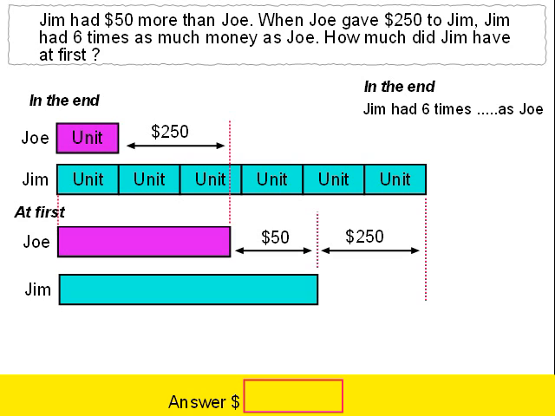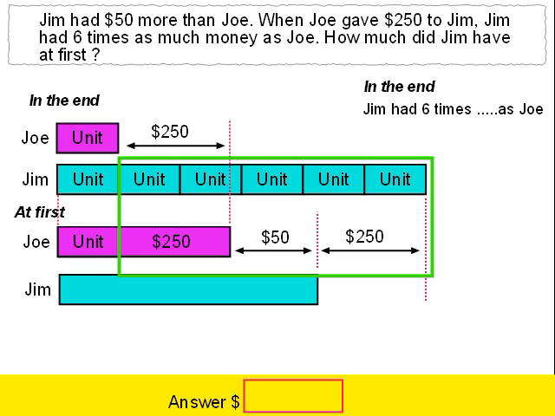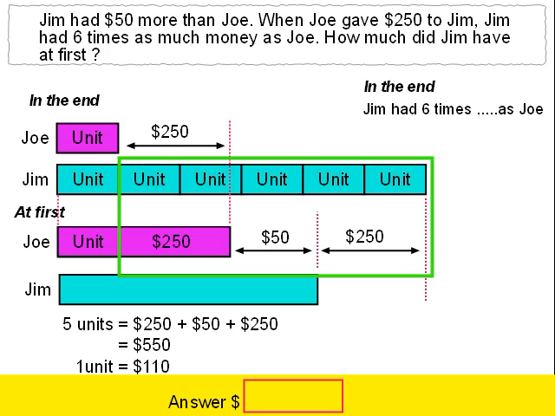Now, by looking at this part of the model, which I traced down so that it's easier for you to see, straight away you know that 5 units is equal to 250 plus 50 plus 250. You can see that 1, 2, 3, 4, 5. 5 units is equal to 250 plus 50 plus 250 again. So 5 units is equal to 550. Therefore 1 unit will be 550 divided by 5, which is $110.